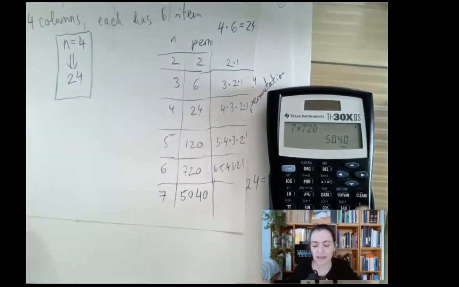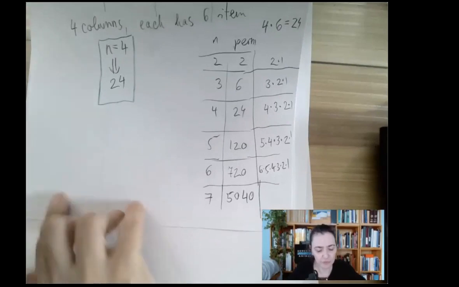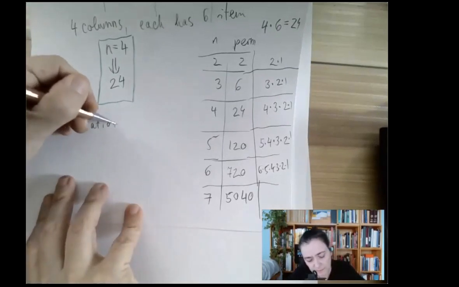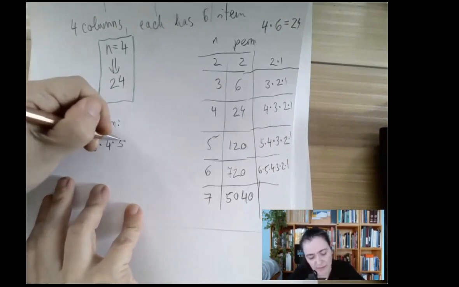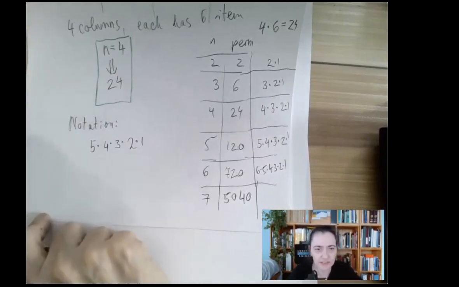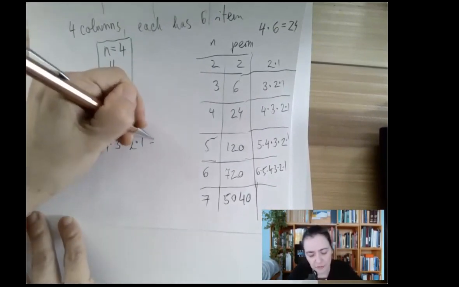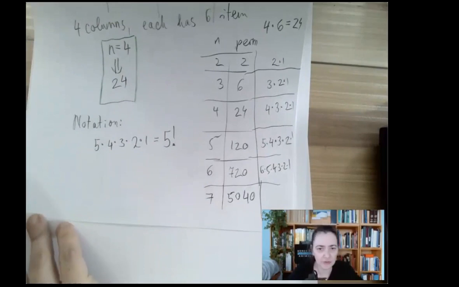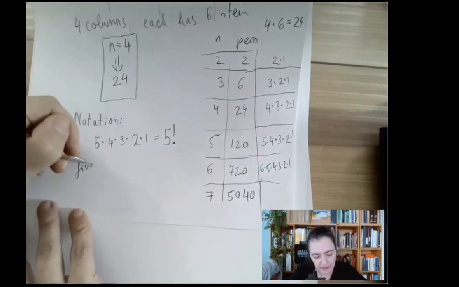Yeah. And this comes up a lot in algebra, as it turns out. So there is notation for this. There is notation for 5 times 4 times 3 times 2 times 1. So technically, in this definition, 1 is included. 0 never. That would just kill the whole thing. And the notation is this. So no one is yelling at you. And we read it 5 factorial.